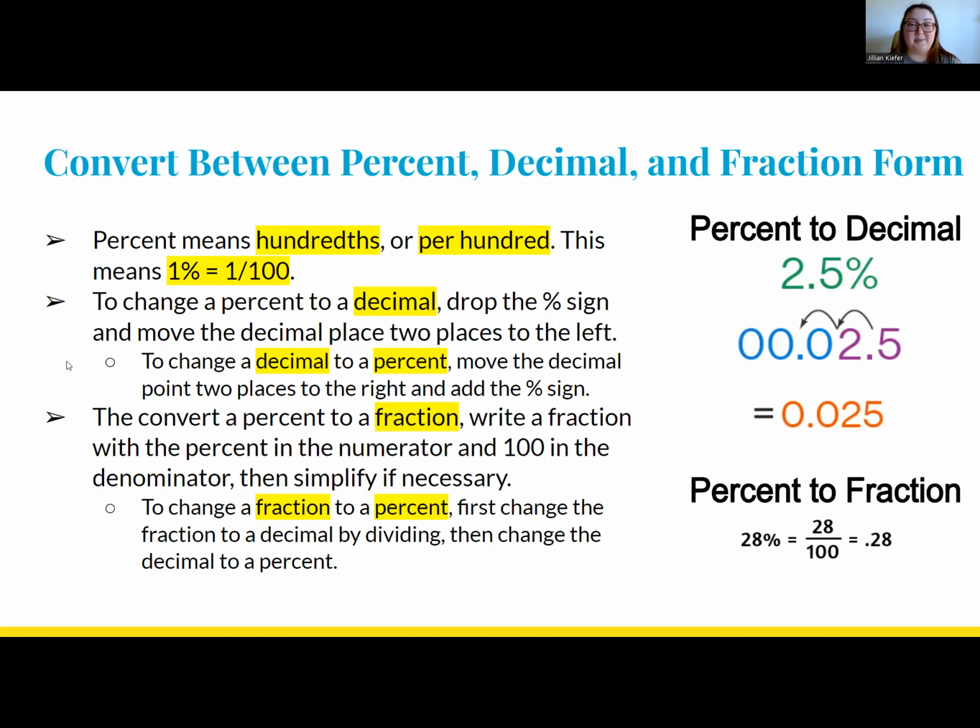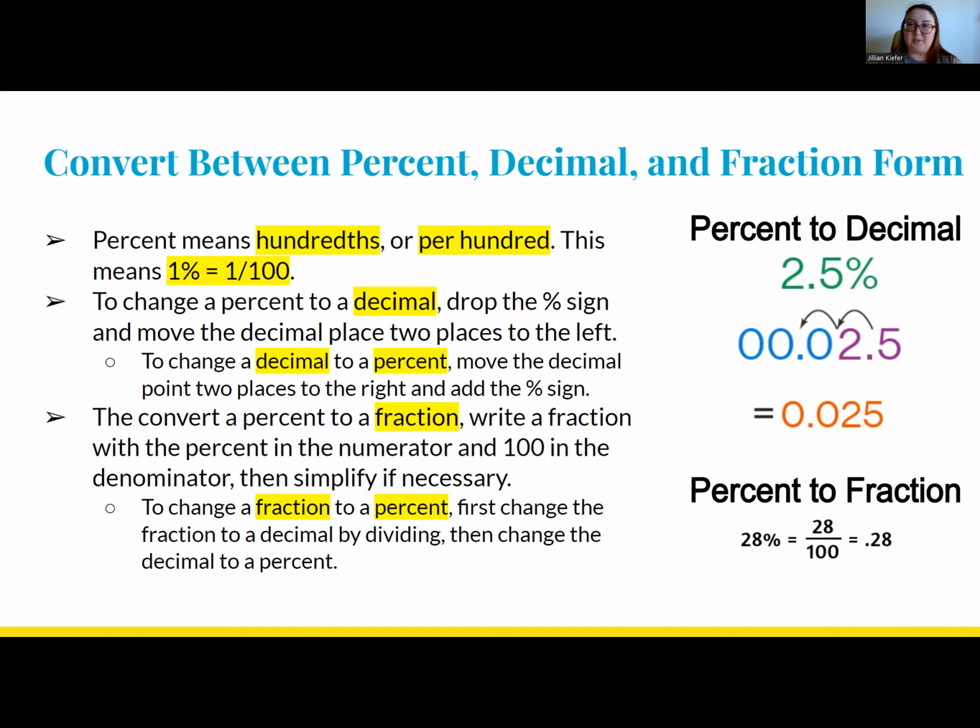To change a decimal to a percent, you want to move the decimal point 2 places to the right. So you do the opposite. You take the decimal place, move it 2 spots to the right, and then you add on the percent sign. So instead of dropping it, you then add it on. So you're doing the opposite thing in order to change from decimal to percent as opposed to percent to decimal.